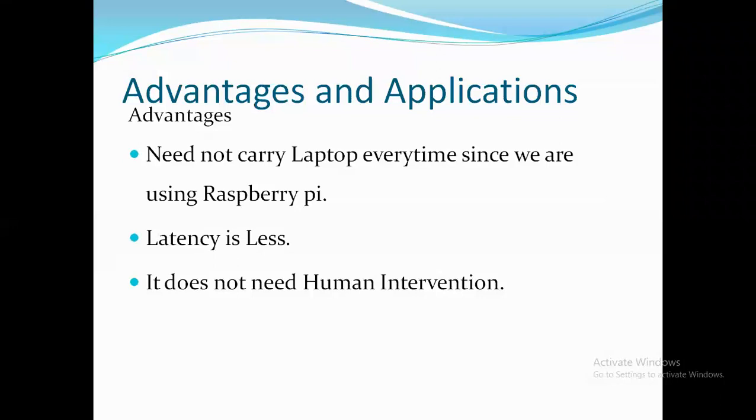In our project, the advantage is that we need not carry any laptop since we are using Raspberry Pi. We all know what a Raspberry Pi is. In our project, latency is less. Why? Again, Raspberry Pi. Raspberry Pi is famous for its fast processing, so the latency is very low and it is more accurate. The wheelchair movement will be more accurate because we are using two efficient algorithms: one is the centroid algorithm, another one is the threshold algorithm.